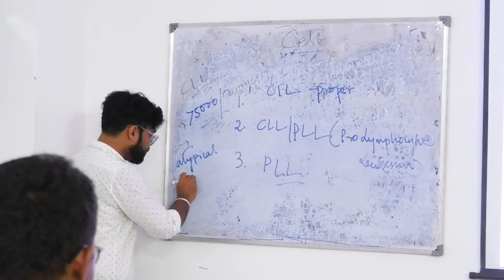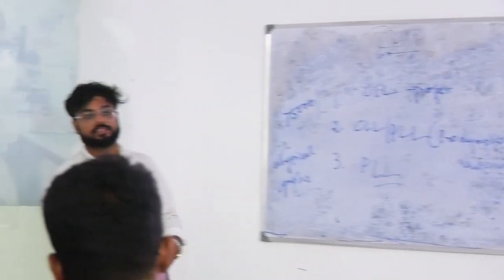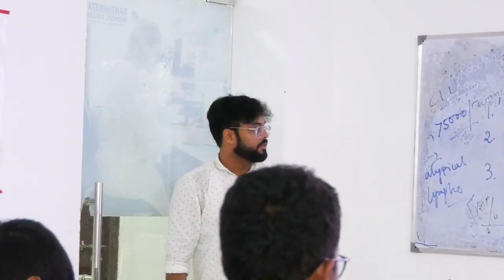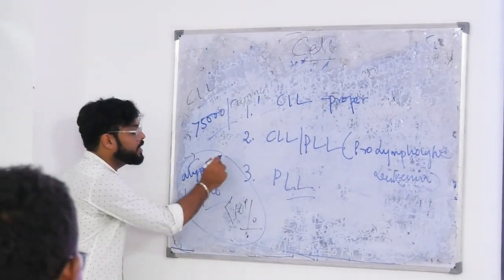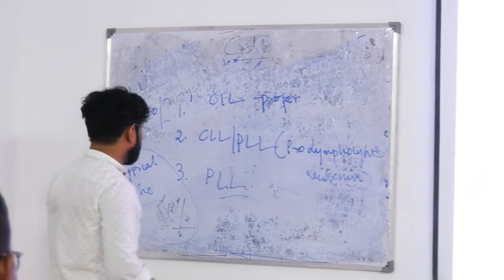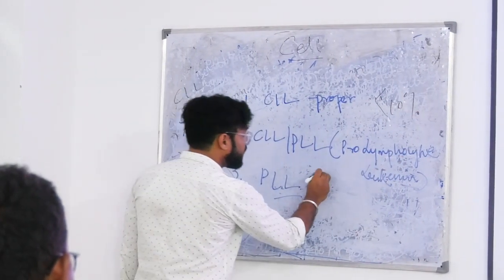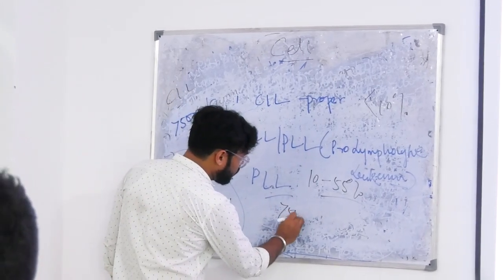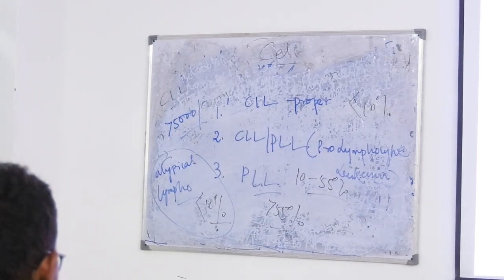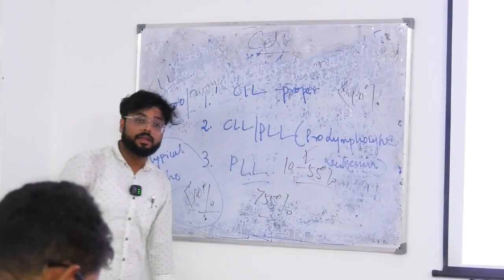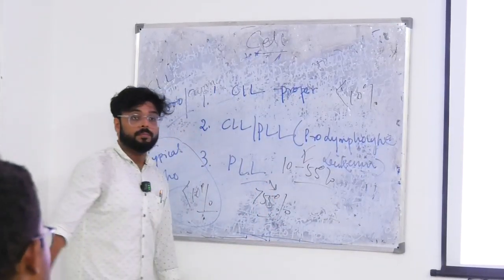Okay, and atypical lymphocytes in case of CLL will be less than 10%. So this is the main important criteria by which the CLL, CLL/PLL and PLL can be differentiated. In the CLL it will be less than 10%. In CLL/PLL, pro-lymphocytes are 10 to 55%, and in PLL the pro-lymphocytes are more than 55%.